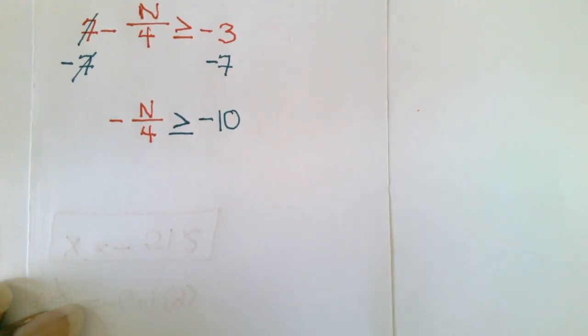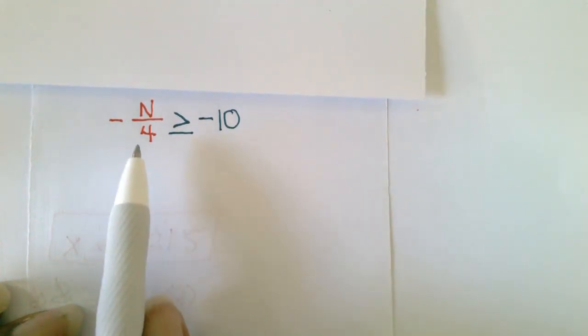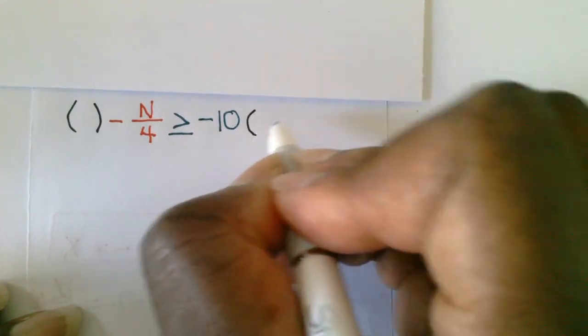So now, let me cover up so we can focus on this. So we need to get n by itself. So this is when you do your multiplying. But what are we going to multiply on both sides?